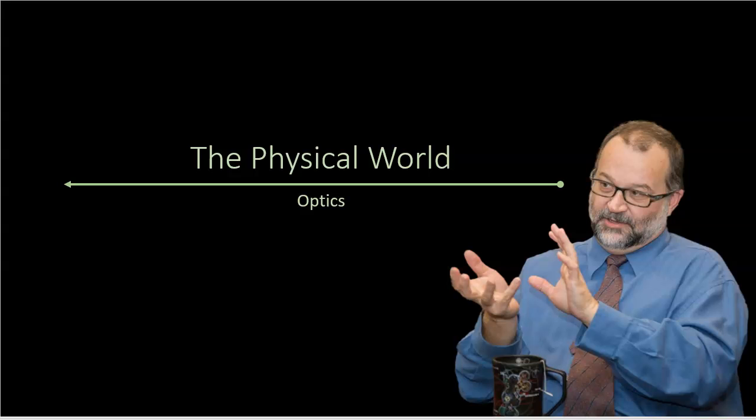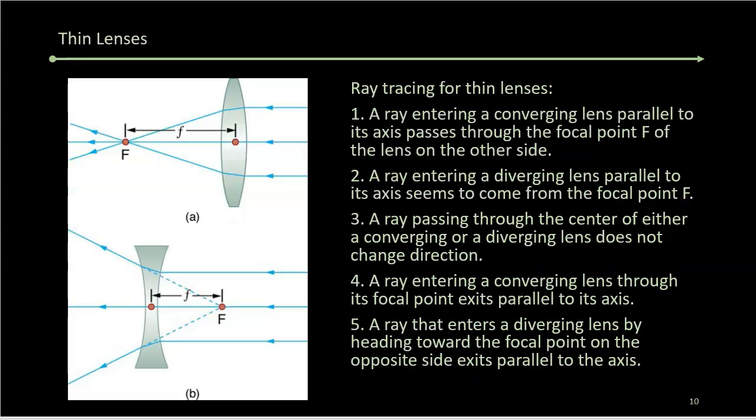Now we're going to talk about lenses. There are two main types of lenses: converging lenses and diverging lenses. A converging lens, if you imagine light coming in from very far away, all parallel, is all going to go to this one point we call the focal point. So these are converging here at this focal point.